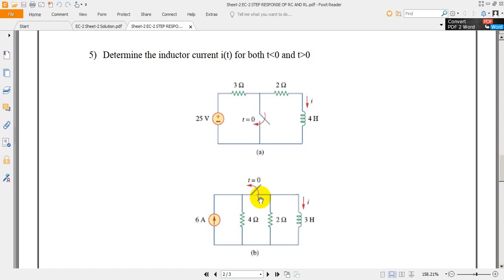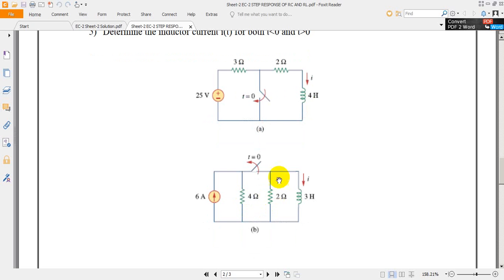after switching operation, B part, even it does not have any source. Before switching operation it is connected to a voltage source. After switching operation, when the switch is removed, it does not have any source. It is a free response. We can say that these two circuits are free response circuits. The RL circuit does not have any power supply.